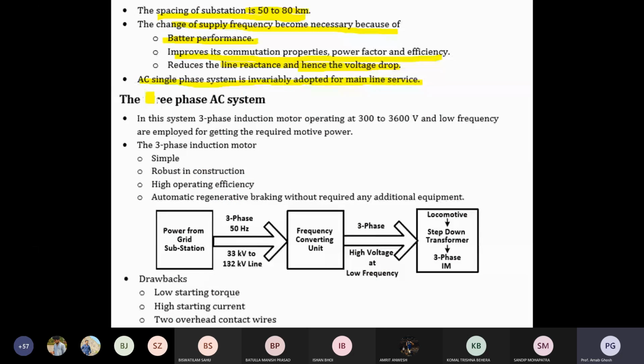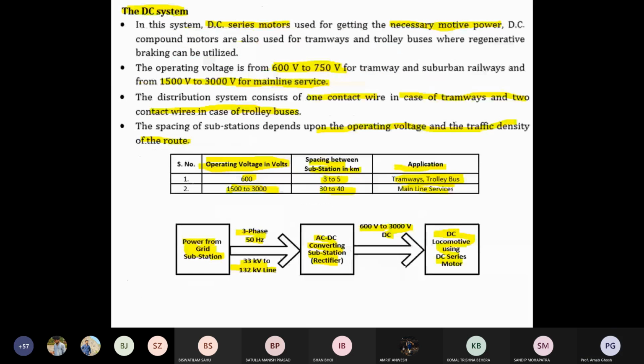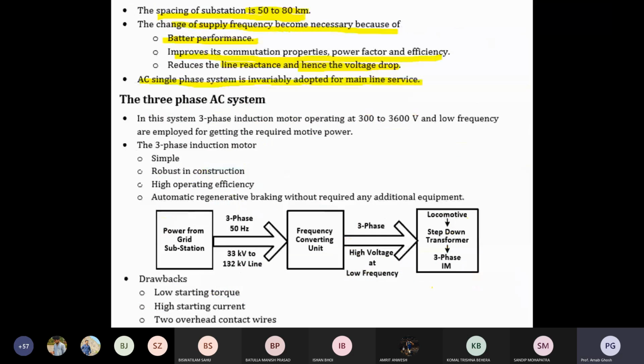So a lot of advantages as well as some disadvantages are there. First the DC system, then single phase AC, and now we are thinking about the three phase AC system. In the block diagram of the three phase AC system you can see the power grid, then three phase 50 hertz, then 33 kV to 132 kV line, then the frequency converting unit, which is important, then three phase high voltage at low frequency. Then the locomotive, step down transformer, and finally the three phase induction motor.